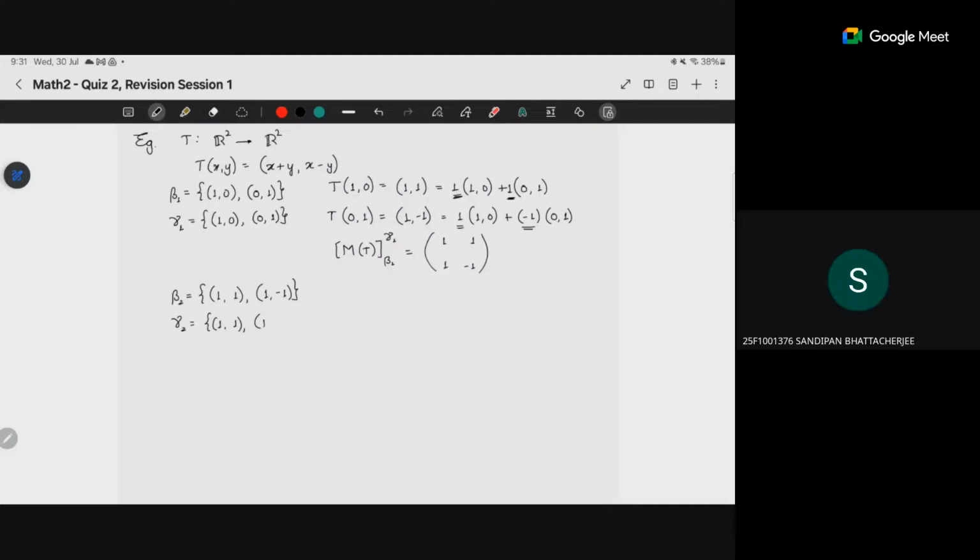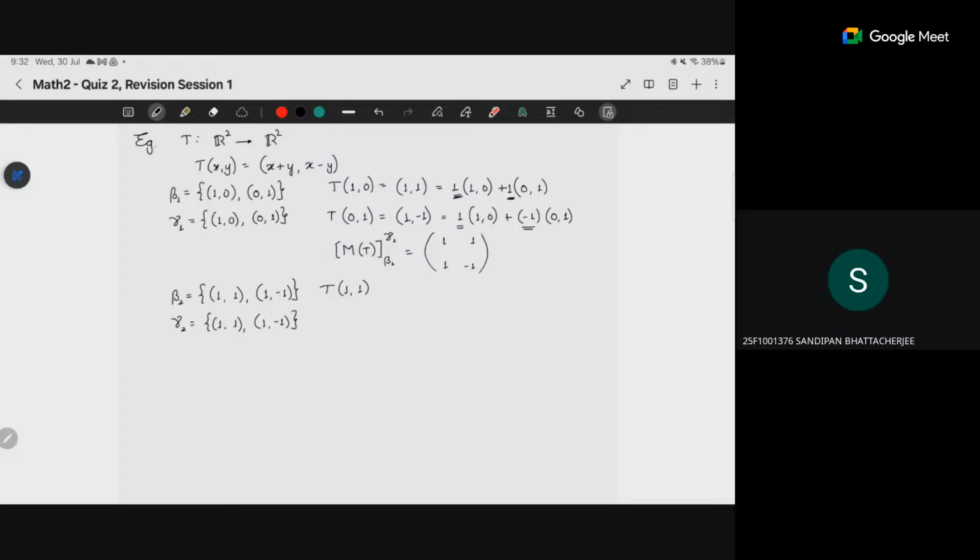This might get computationally heavy. Beta is a basis for the domain, gamma is a basis for the codomain. In this case, I'm taking both of them to be the same. Even in the second example I took them to be the same, so in the third example, maybe I'll do something even more complicated.